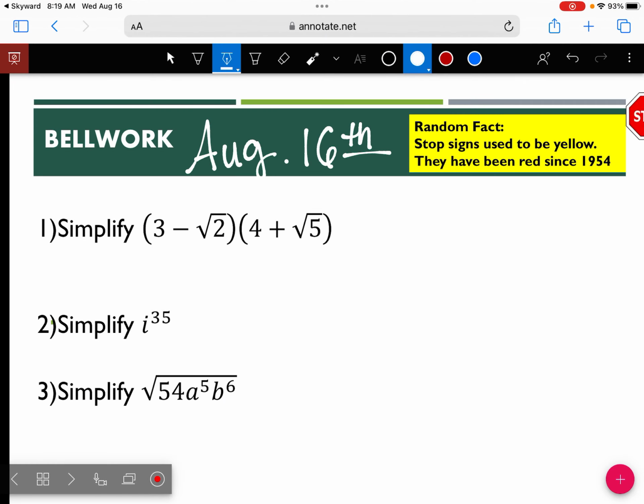Okay, so for number one, that's multiplication. And how do you know that it's multiplication? What is not there? No plus or minus between the parentheses. So this here lets me know that I am multiplying because there's nothing there. So let's go ahead and make our box.